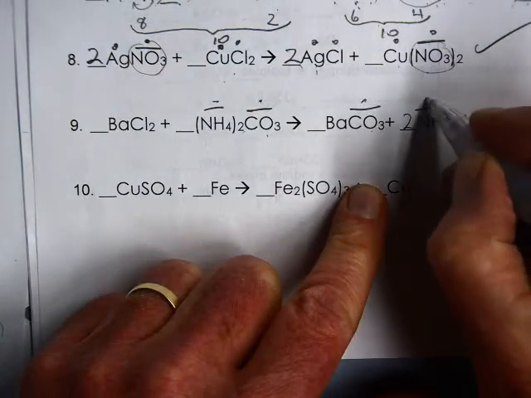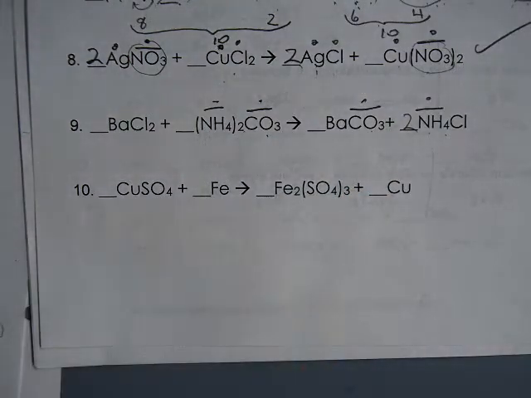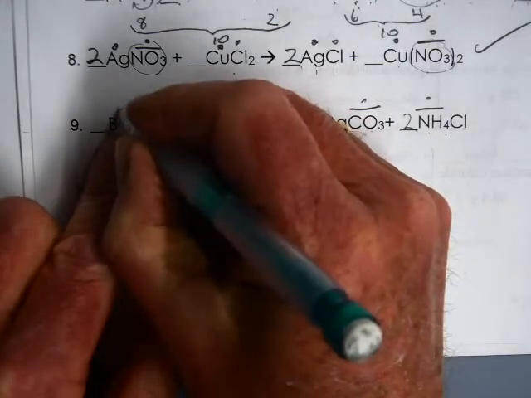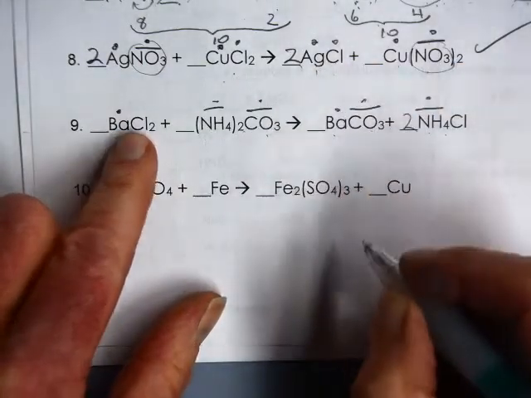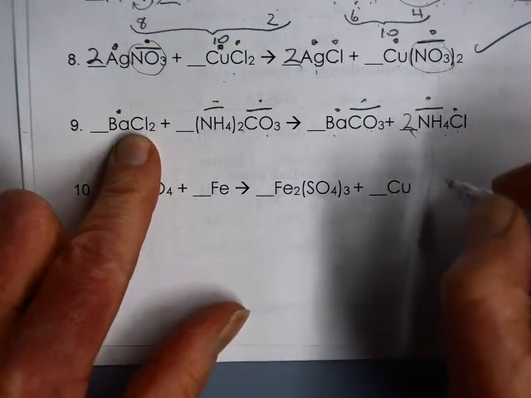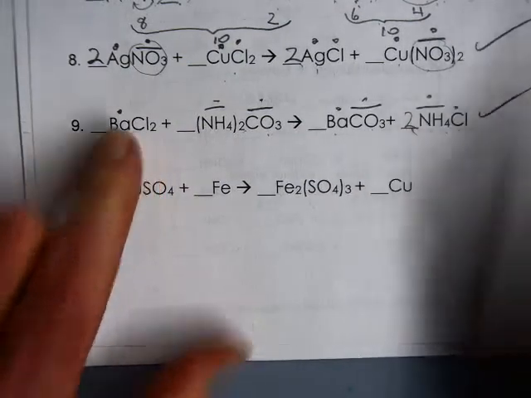This is too easy. I should be going home now. What's left? Barium and chloride. One barium here, one barium here. Done. Two chlorines here, two chlorines here. Done. That was too easy. Do the next one.